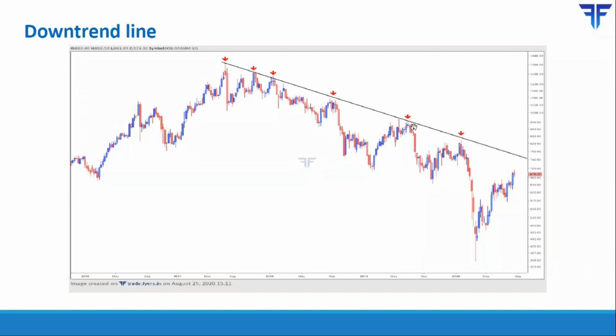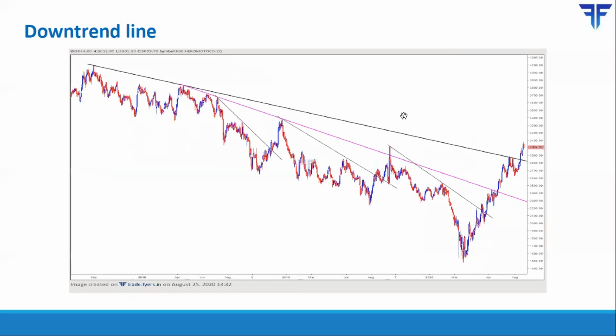So an ideal way to trade a downtrend line is that whenever price approaches near the downtrend line, you wait and see whether price is taking resistance near the downtrend line. If it is taking resistance, then you should be selling by keeping a stop loss a few ticks above the downtrend line.